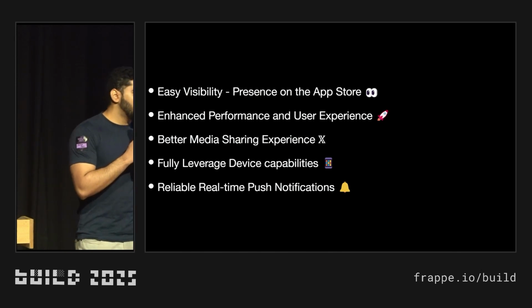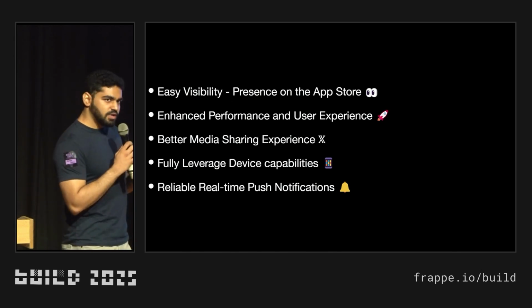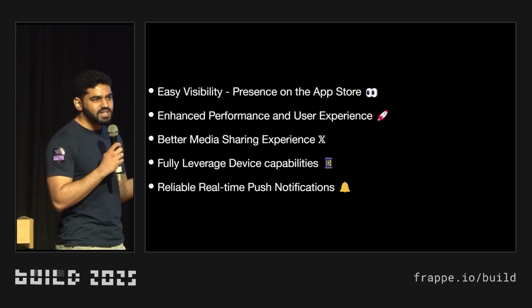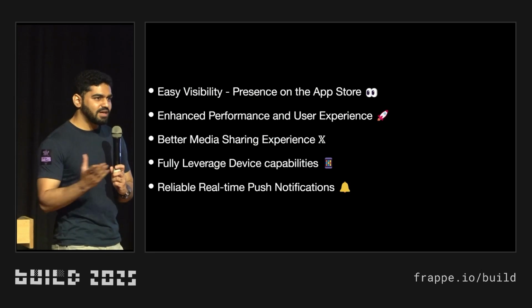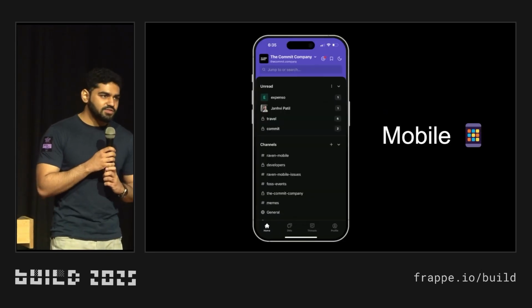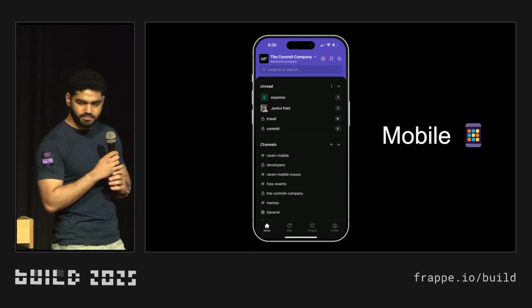And also priority: PWA notifications are very low priority notifications. So if there are a lot of PWA notifications, the operating system, like iOS, will block notifications and consider them spam. But on a native app, they are priority notifications, and they always come on time. So that's why we built a mobile app.